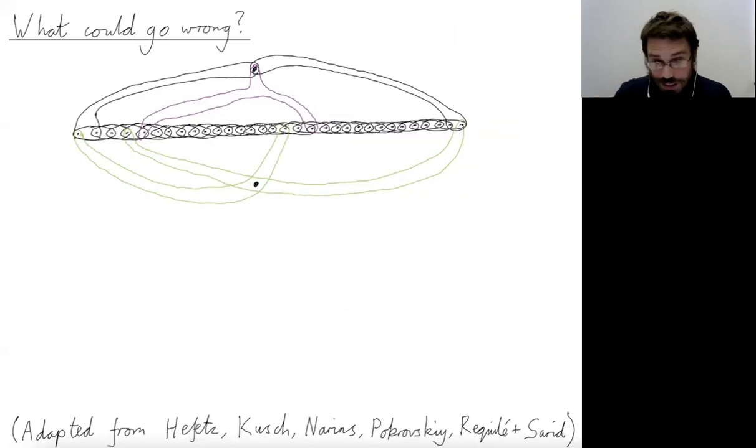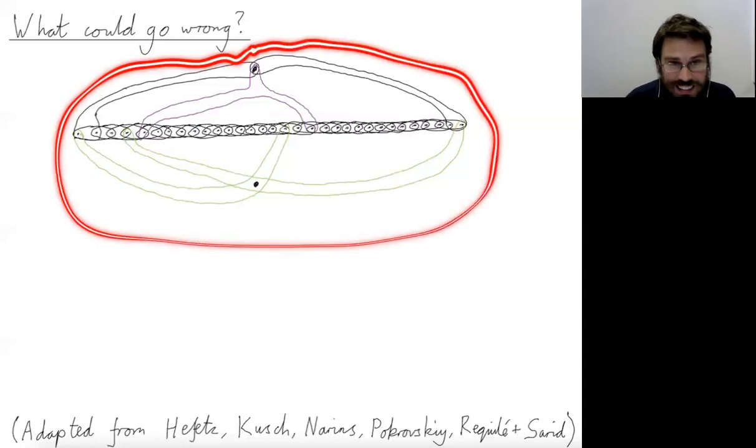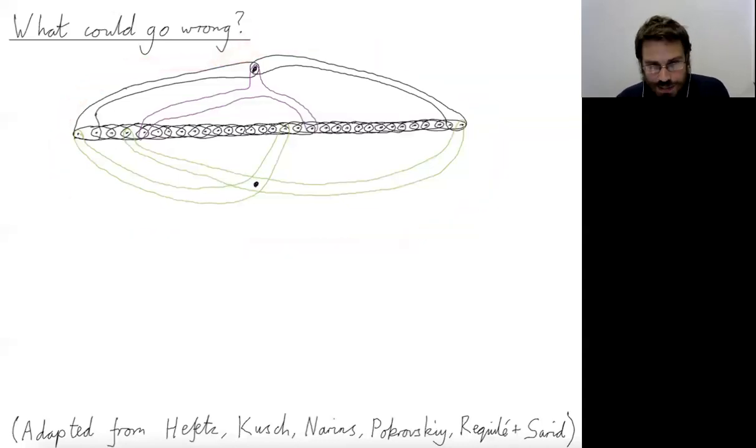And I want to do that by showing you an example adapted from an example of Heifetz, Kusch, Narins, Pokorowski, Requile, and Sarid. This is an example of a very similar game to the K5 game, in which the two players are not trying to build K5 anymore. They're trying to build this weird looking thing here, which is not even a graph. This guy is a 3-regular hypergraph.